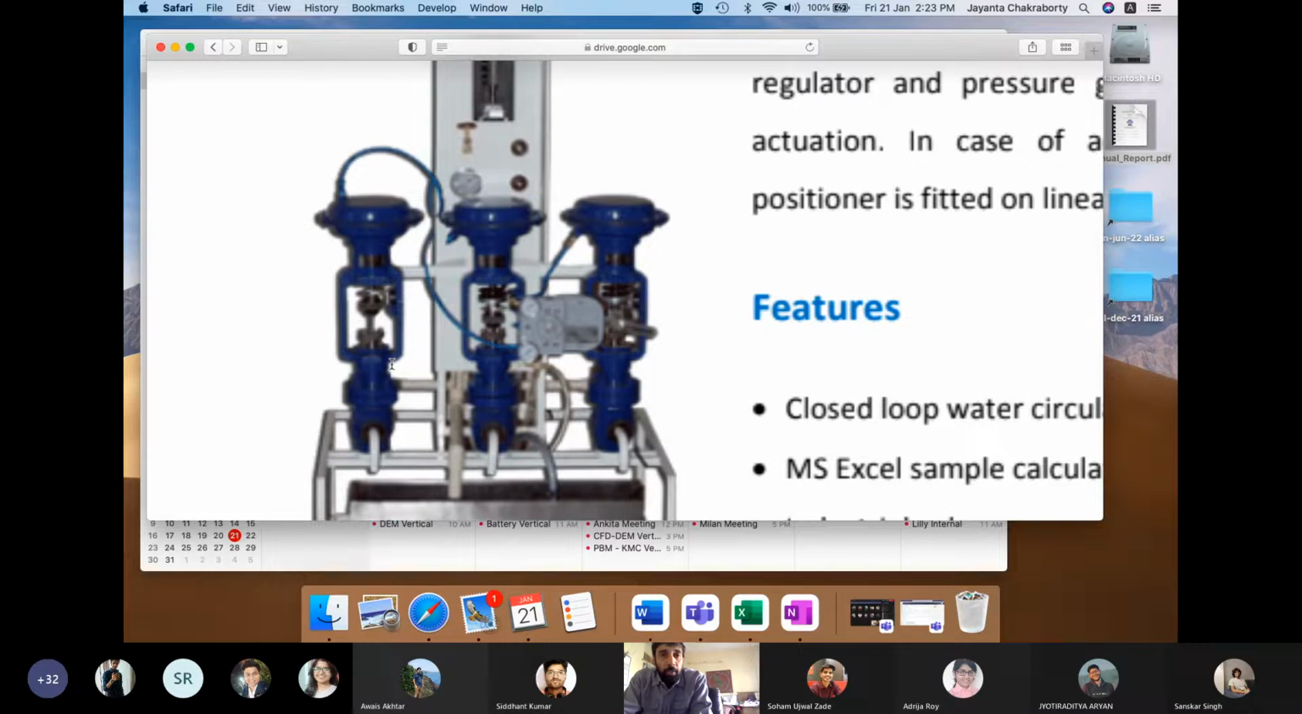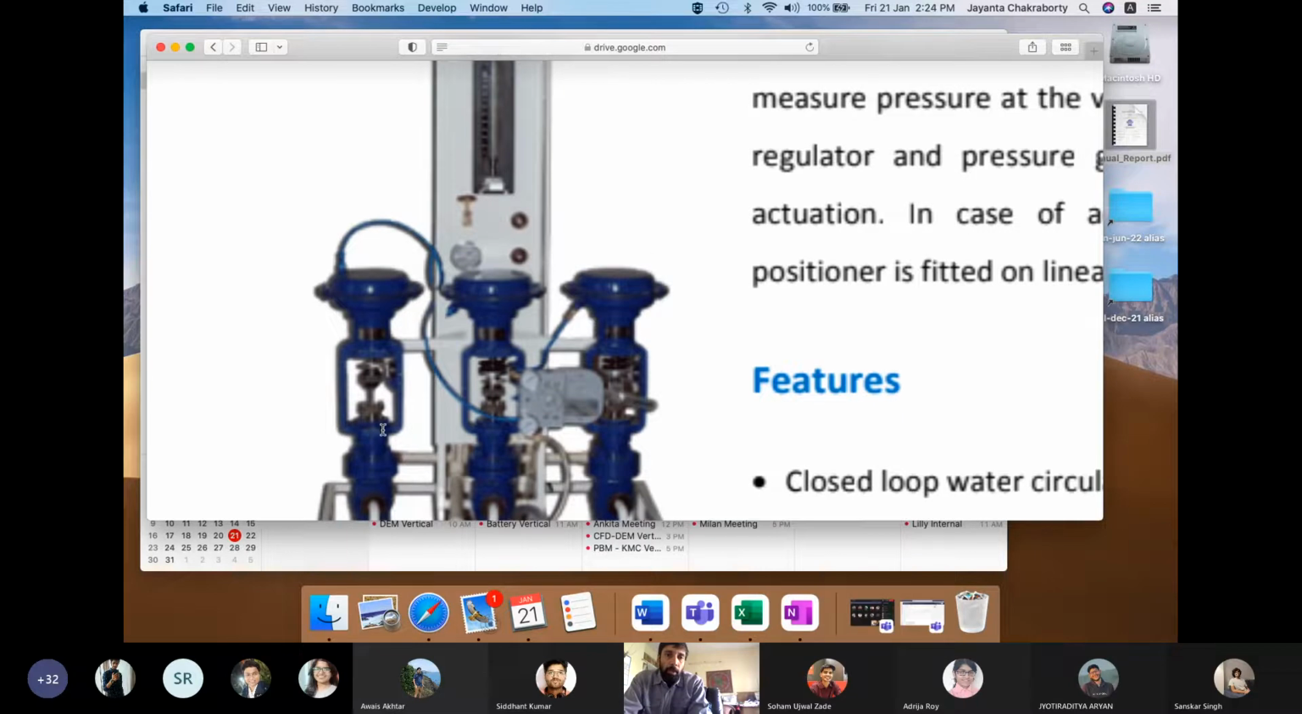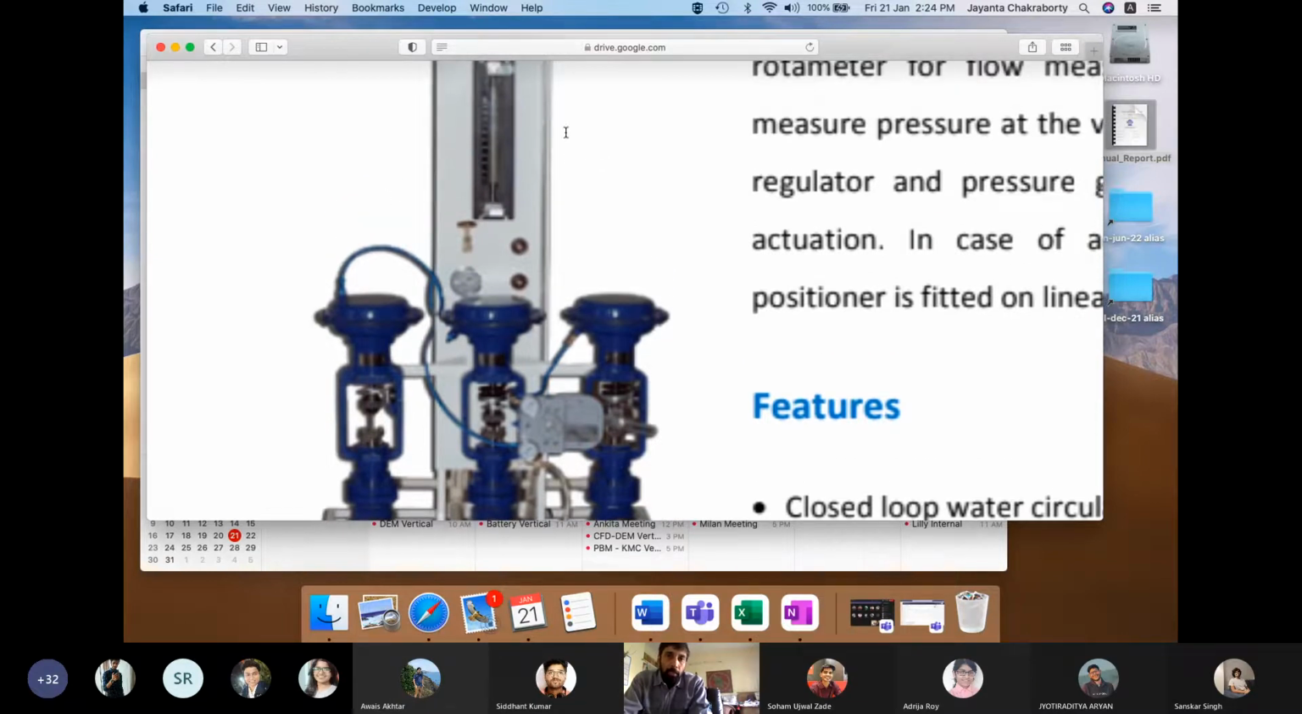So while measuring installed characteristics, you will have to maintain the same pressure drop across the valve for all lifts and all flow rates. So when you change the stem position, your pressure will change. So you have to again control the flow rate to make the same del P across the valve. That's how you'll get the inherent characteristic. And you get the installed characteristic when you don't worry about the line pressure drop. Line pressure drop, whatever it is, it is.